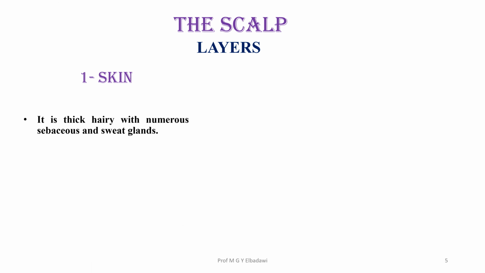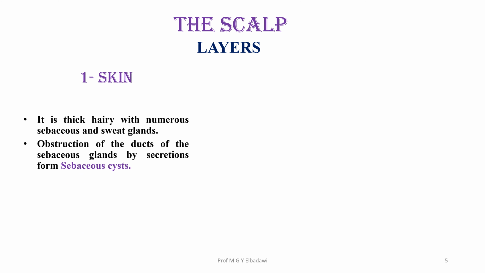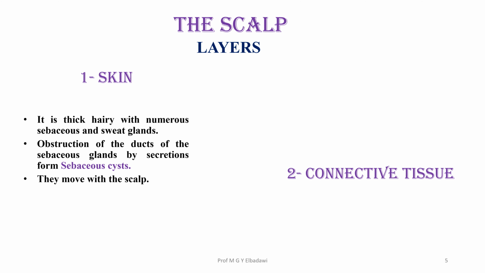The first layer, the skin, is hairy with very numerous sebaceous and sweat glands. Obstruction of the ducts of these glands will lead to the formation of what we call sebaceous cysts. They move with the scalp, being between the 3 layers, which act as 1 layer.